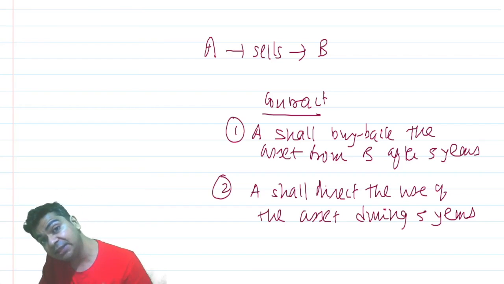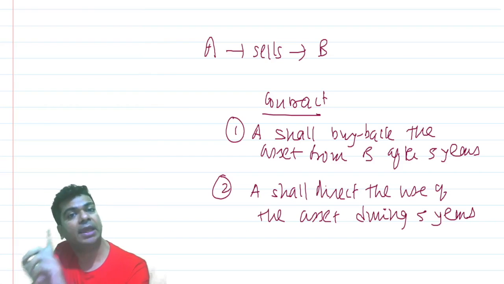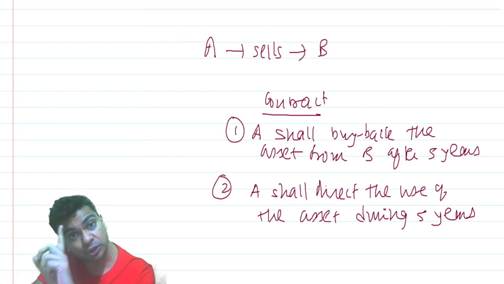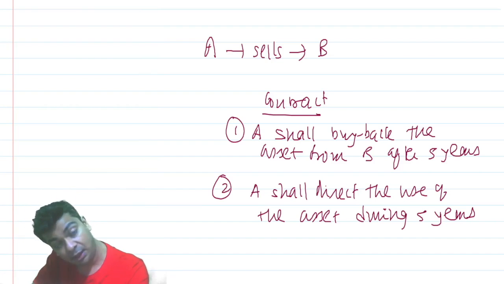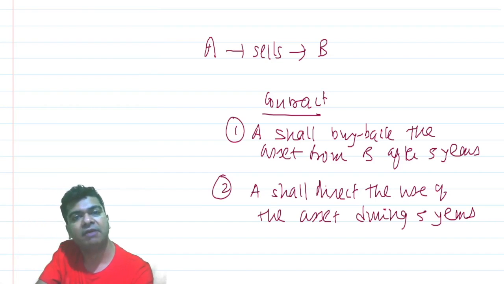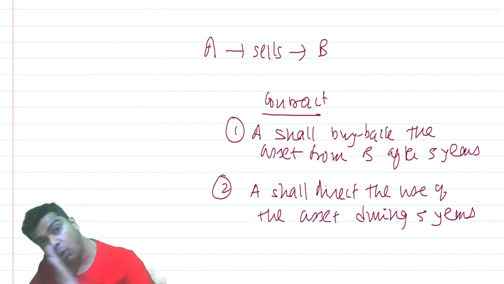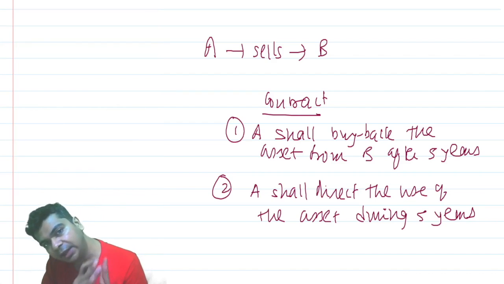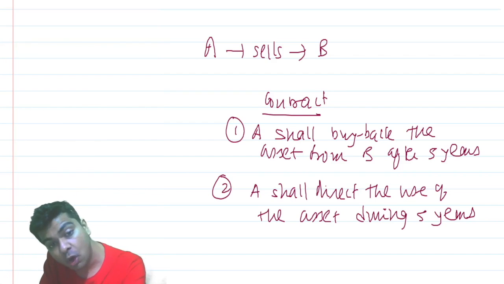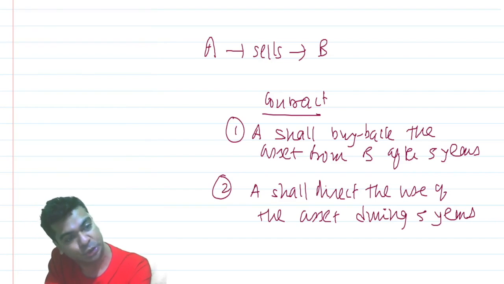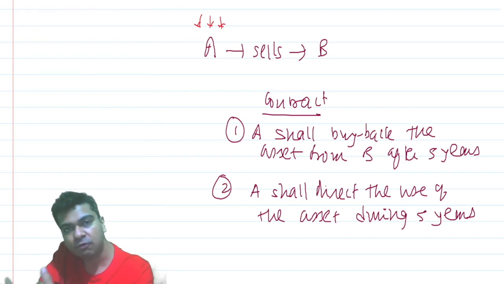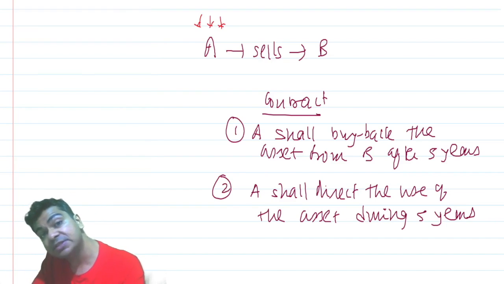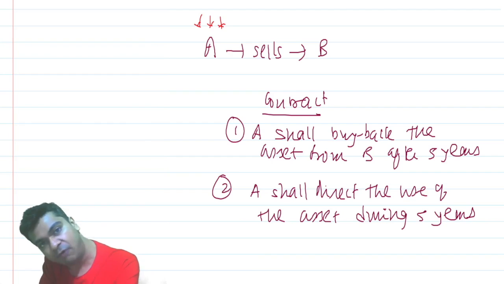I am selling the asset to you, but I am making it very clear that, even though I am selling the asset to you, you will lease the asset back to me, and during these 5 years, I will enjoy the rights of directing the use of the asset. So although A is selling the asset to B, it is A who is enjoying all the benefits of ownership. It is A who is undertaking all the risk of ownership.